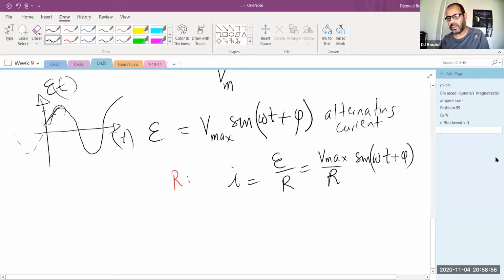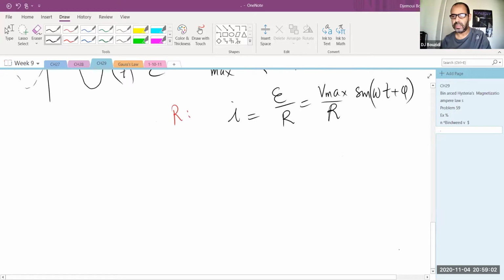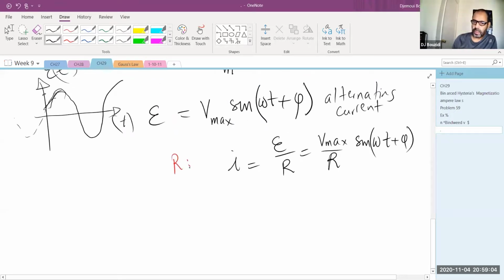In the case of the resistor, all you have to do is apply Ohm's law, and if you only have a resistor, that is how much current is in that circuit. Now, it is interesting to try to find the power. The power, you guys remember, we said it's the voltage times the current, and the voltage in this case is the EMF across the resistor times the current, and the current in this case is actually the EMF divided by R.